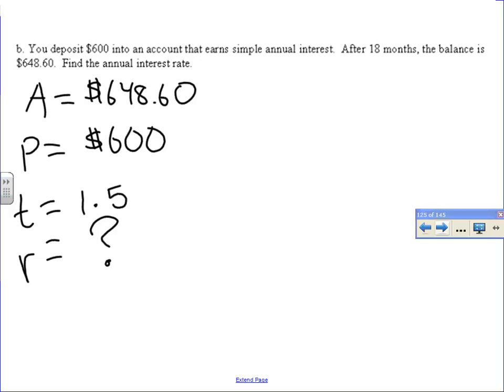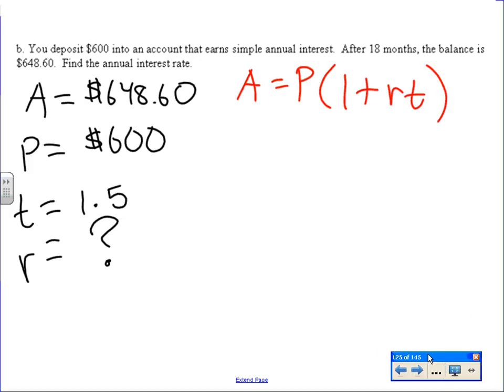So what formula are we using? I'll start to ask you guys this now. What formula are we using, Grace? Good. So we're using the account balance formula. You can use either A for account balance or B. Doesn't matter to me. So let's fill in what we have.